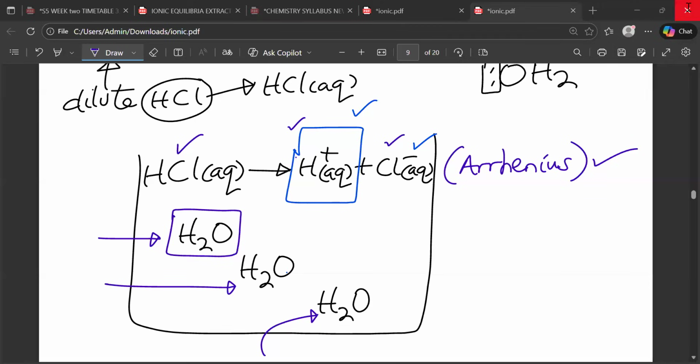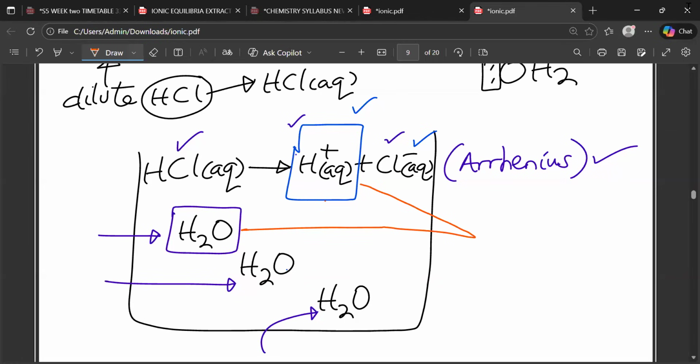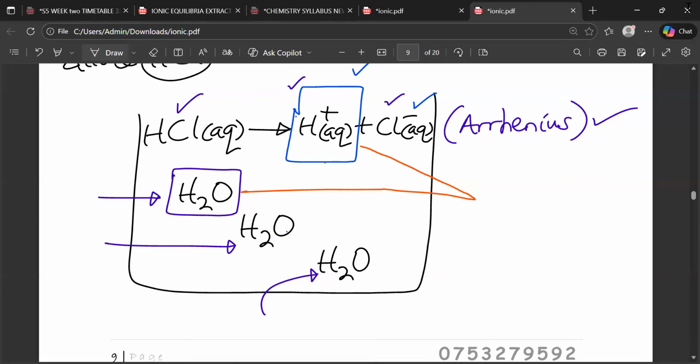So people are saying that this water can interact. What we are saying is that these two can interact. That's what people are saying. But now when they interact, we need to know what is going to happen. What is going to happen? And that's what I want to do for you here.